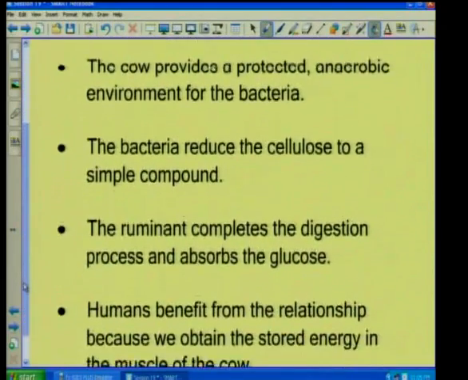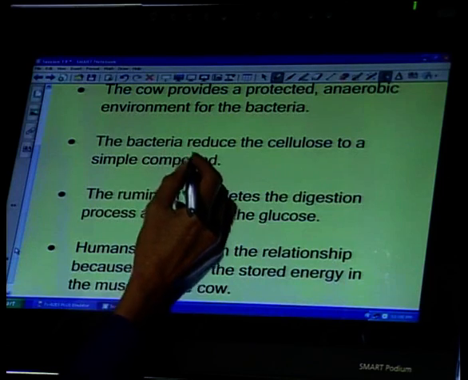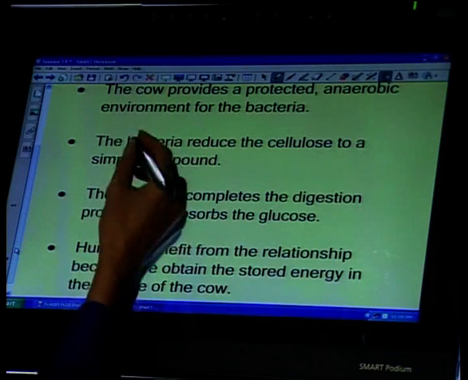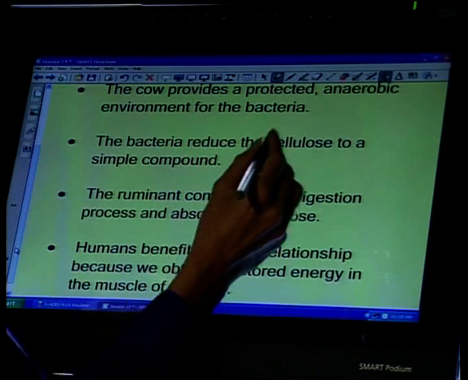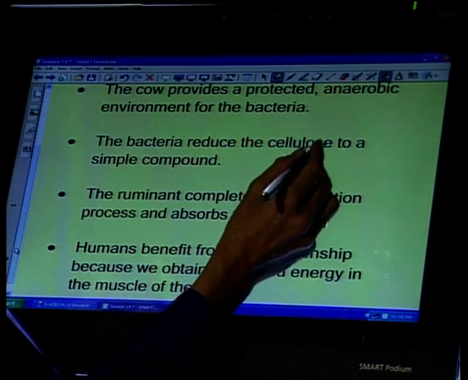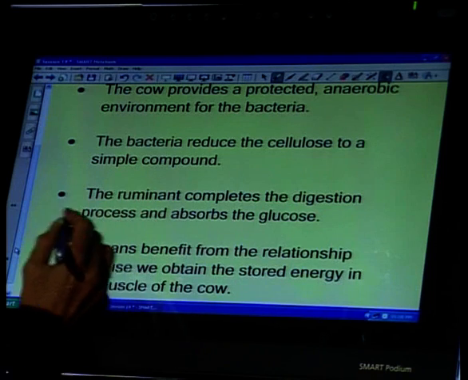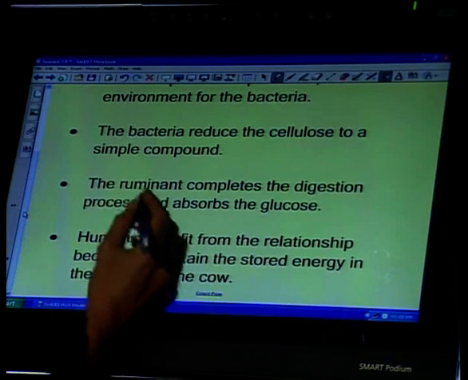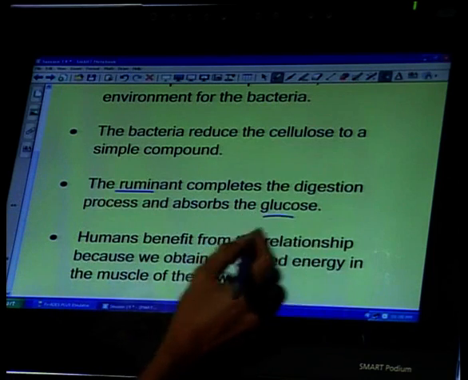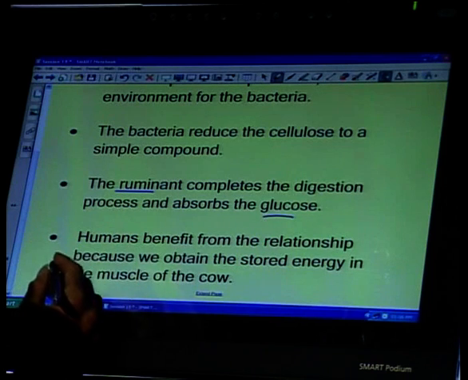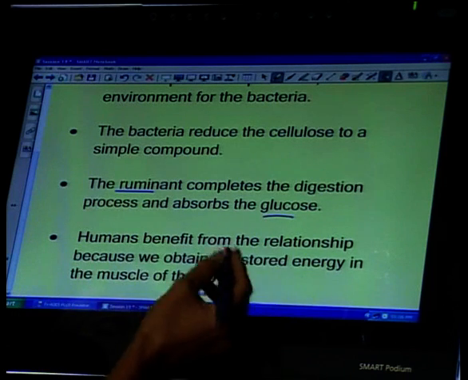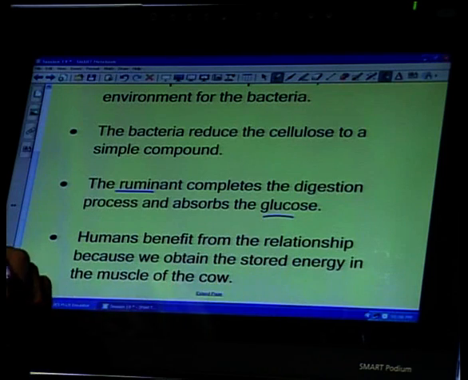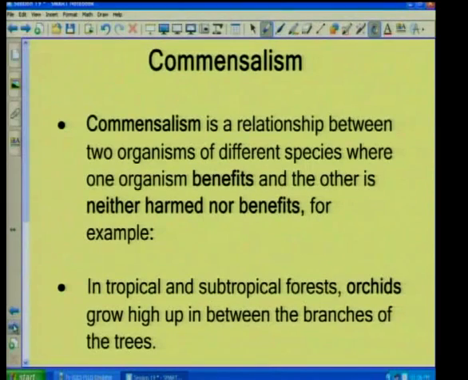And what do the bacteria do? They have an enzyme that they produce to help break down the cellulose into simple compounds. And so as the digestion process takes place, your cow is going to get glucose, and we benefit because we can obtain the food and the stored energy in the muscle of the cow. So we're happy there.